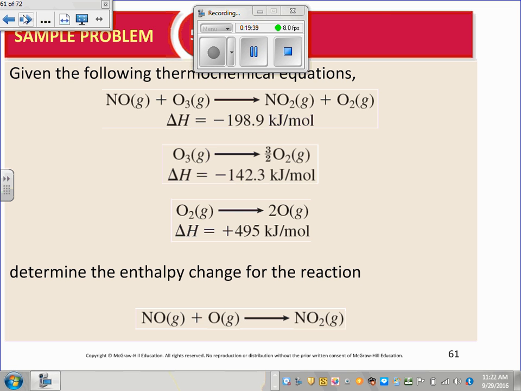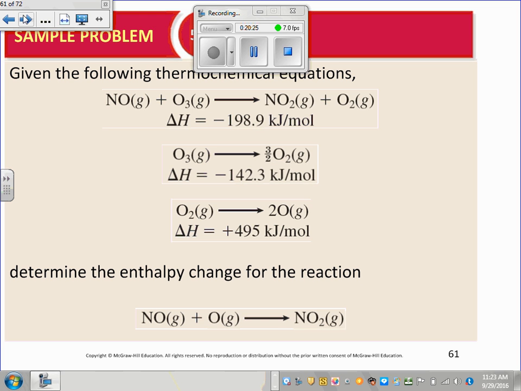Divide by 2. So if I take that bottom equation, flip it, I get O goes to 1/2 O2. Now it was originally plus 495. So when I flip it, what's it become? Negative 495. But I only have half of it. So what do I have to do for 495? Divide by 2. That's negative 247.5.